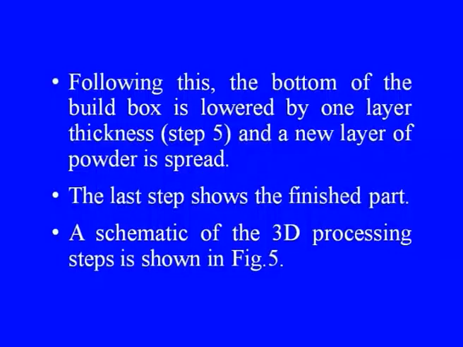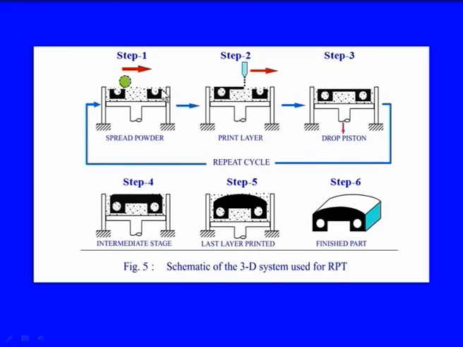Following this, the bottom of the build box is lowered by one layer thickness and a new layer of powder is sprayed. The last step shows the finished part. A schematic of this is shown in the figure. So, this is the figure on the screen. This is where the powder is being sprayed, and then this is where liquid is being placed, and then this is the drop piston. The piston will be lowered here, so that it facilitates the new layer to be deposited.